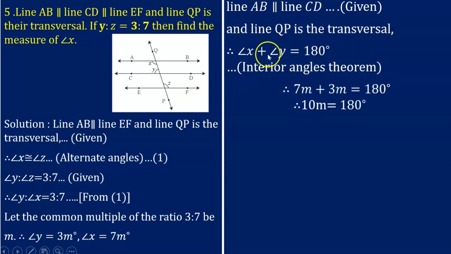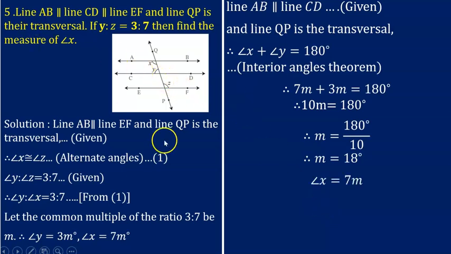And therefore we will replace the value of x, means what? It's the value of z, that is nothing but 7m, and y is 3m. 7m plus 3m is equal to 180, that is 10m is equal to 180, and therefore m is equal to 180 upon 10, m is equal to 18 degrees. We want to find the measure of angle x. Angle x is equal to 7m, therefore angle x is equal to 7 into 18 degrees, and their product is 126 degrees. Therefore the measure of angle x is equal to 126 degrees.